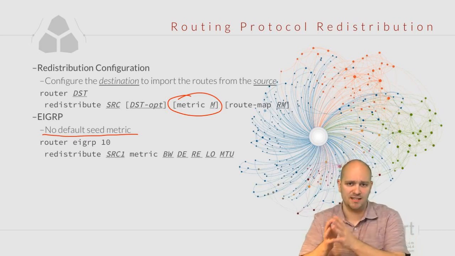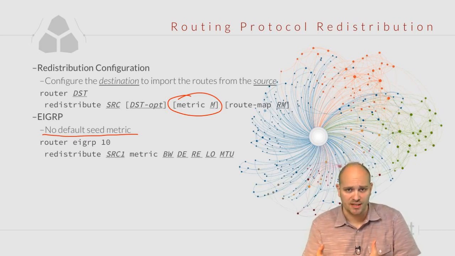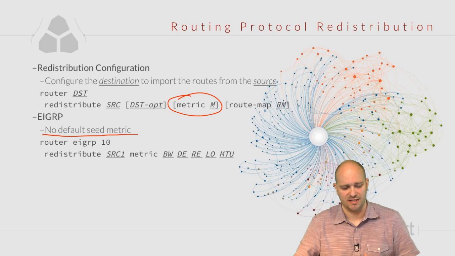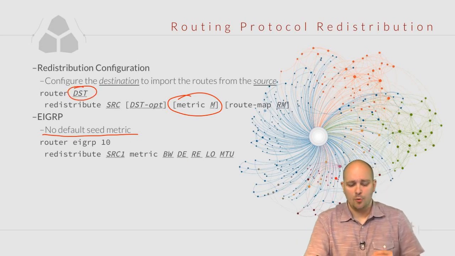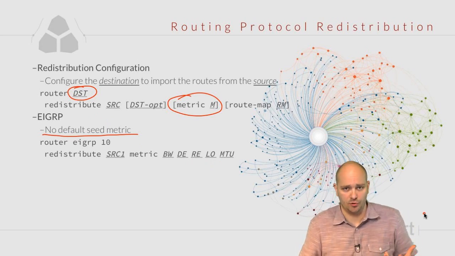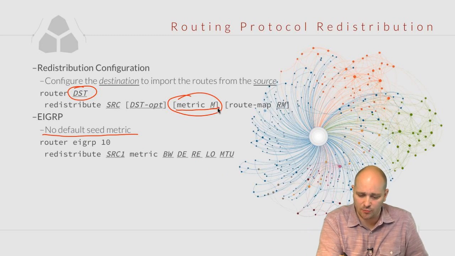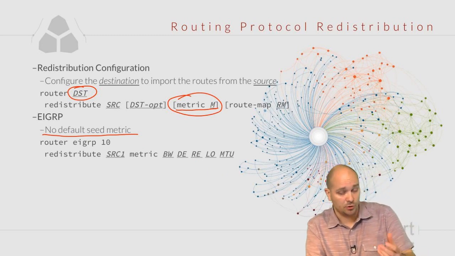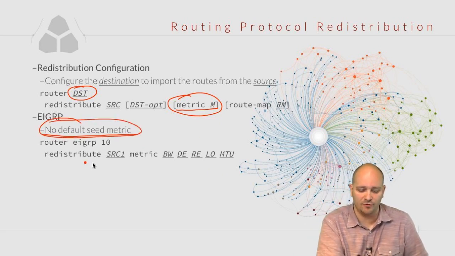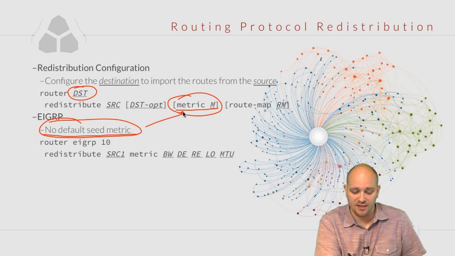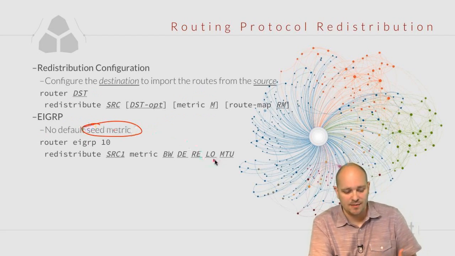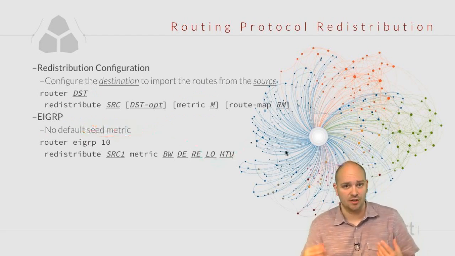But when we are injecting these routes as external routes into another process, those metrics are not compatible. So we have to tell the target process, our destination process, which metrics to use, what is going to be the starting point for these routes. And this is going to be the metric that we are specifying here. For some routing protocols, there are defaults. For EIGRP, there is no default value here. And by the way, this metric is sometimes called the seed metric, because this is how we are injecting the routes in there.